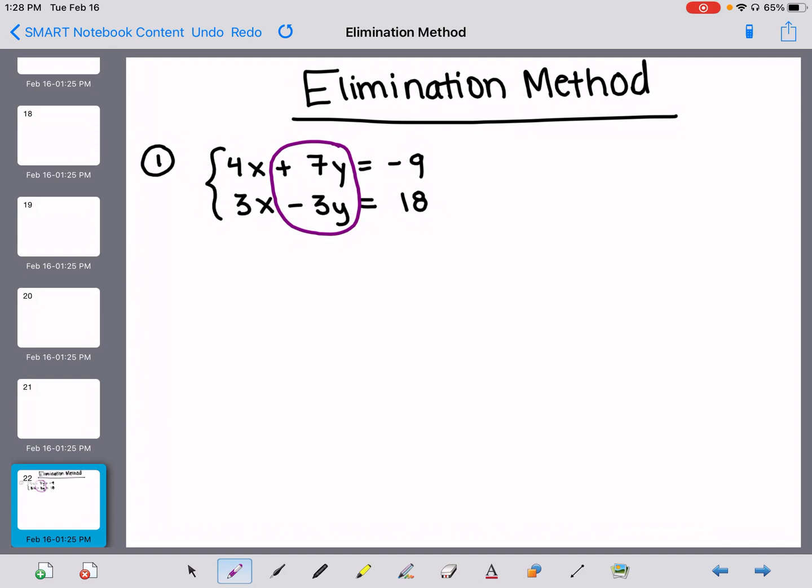What I'm going to do is choose the number from the bottom equation, the 3, and multiply that by the top equation. And the 7 from the top equation, I'm going to use that number to multiply the bottom equation. The reason this works is because when I multiply 3 times 7, I get 21. And when I multiply 7 times the negative 3, I get negative 21. And so the 21 and the negative 21 will cancel.